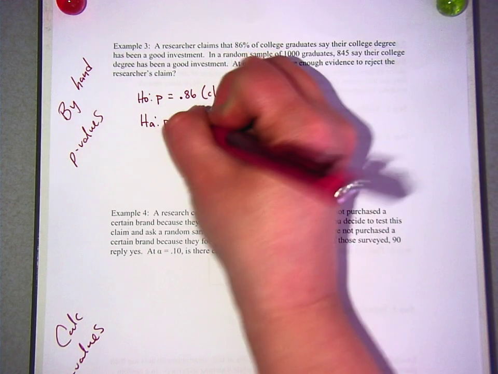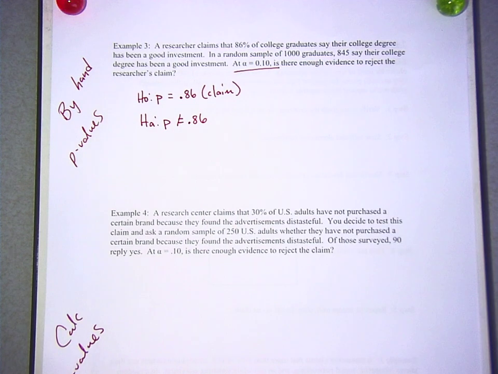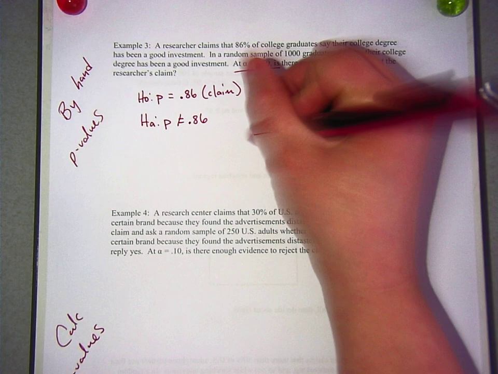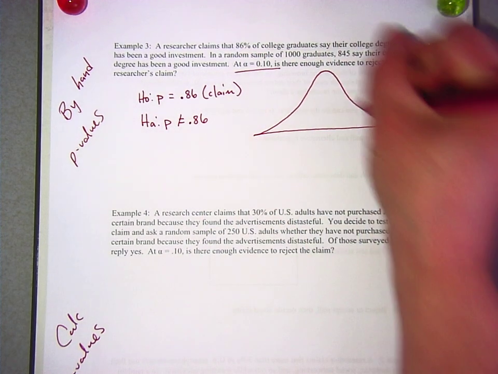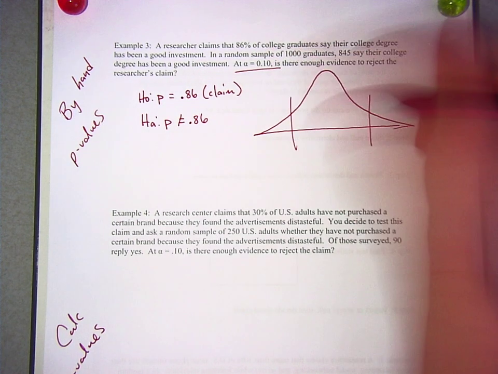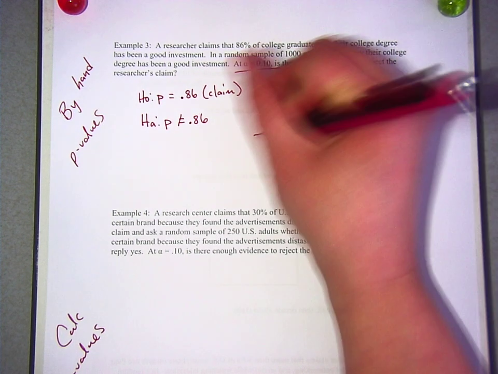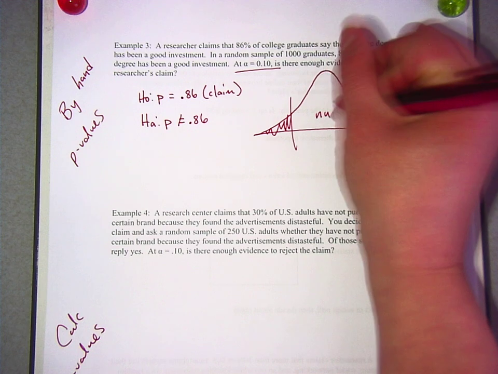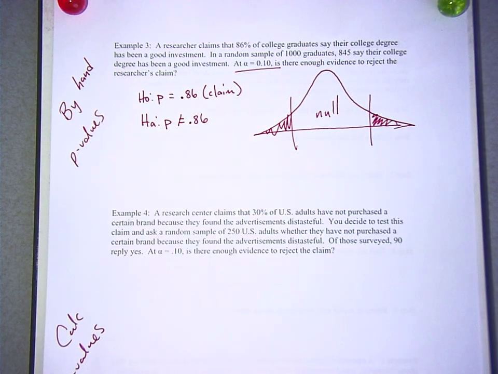And not equal to 0.86 goes right here. One-tailed, two-tailed, two-tailed. Because this is not a rejection region problem, we don't have to look up a z-score at all.